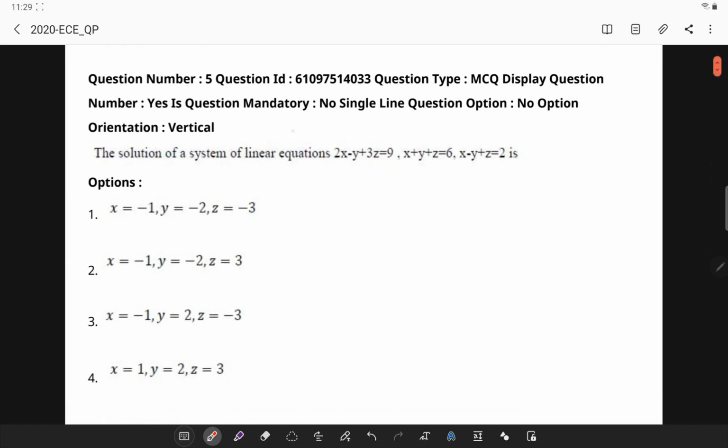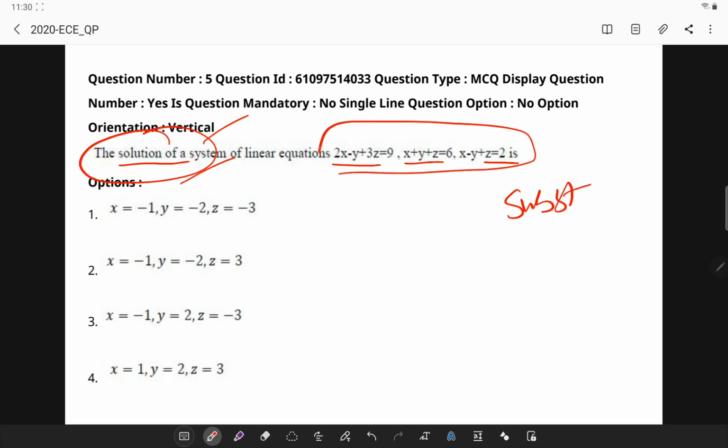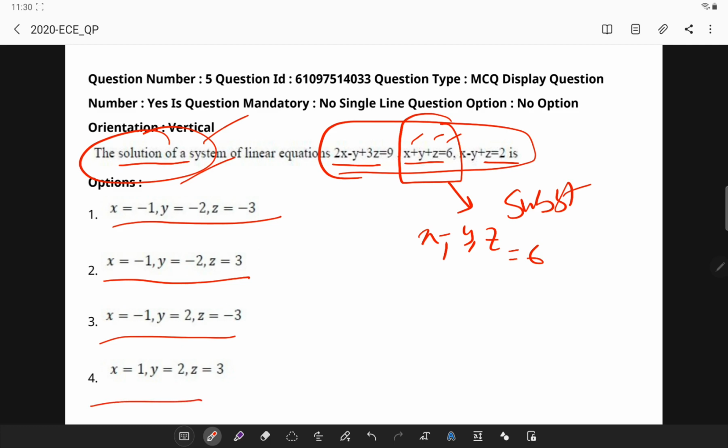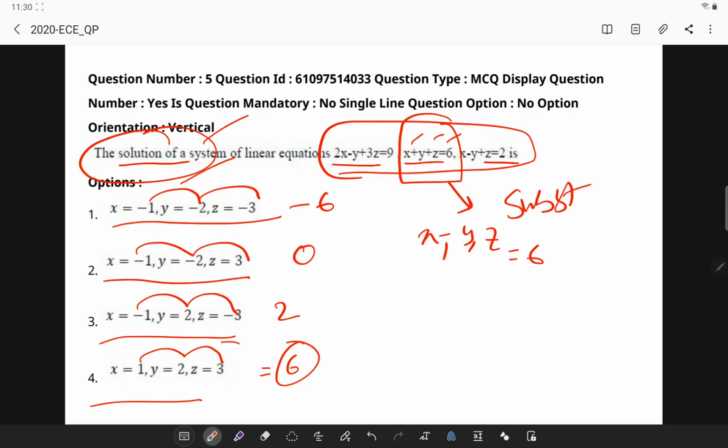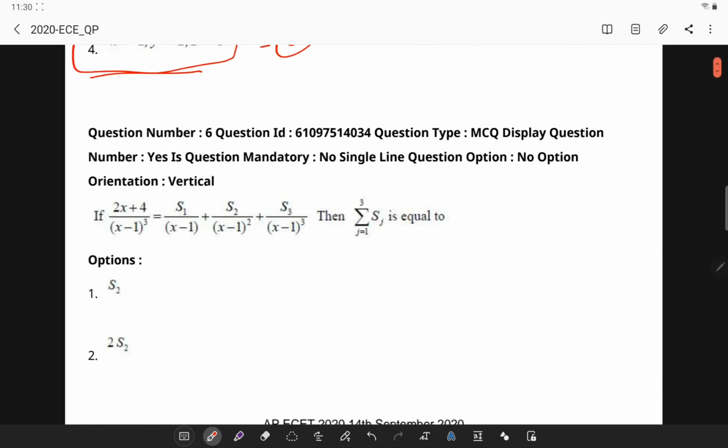Next, this is also related to matrices. Find the solution. In any problem where you are supposed to find the solution, simply go by the substitution method. So see all the options and equations. If you observe one of the equations, the sum of the roots x, y, z is 6. So see the roots of all the options. If you just see by trial and error, minus 1, minus 2, minus 3 sum is minus 6, minus 1, minus 2, 3 is 0, minus 1, 2 and minus 3 is again not 6, whereas 1 plus 2 plus 3 is 6. Just by seeing the options itself, we can generalize the answer as option number 4.